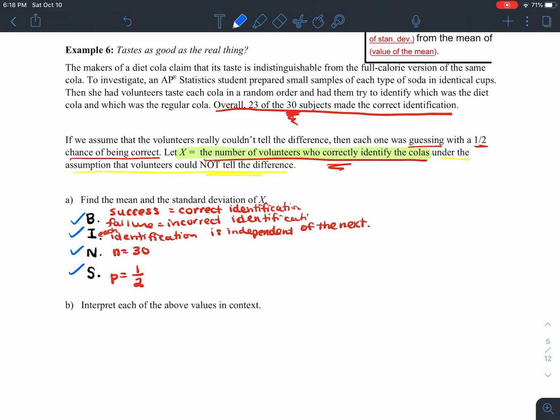Okay, it meets all the criteria there for being a binomial random variable, so we can proceed with using those formulas that are up above there. Now here's where I was saying this formula actually makes sense.